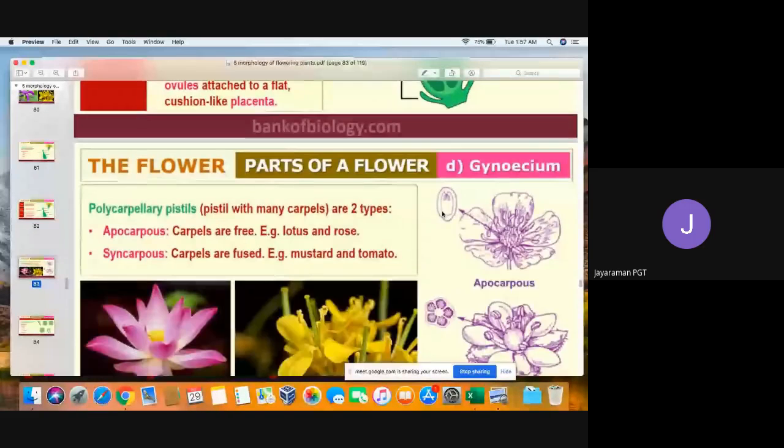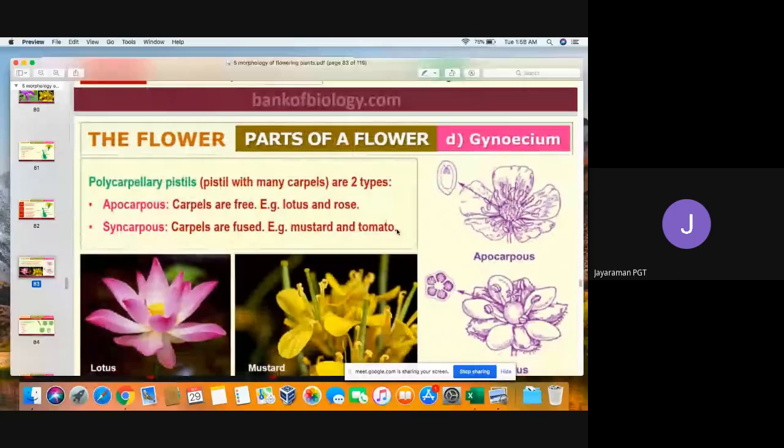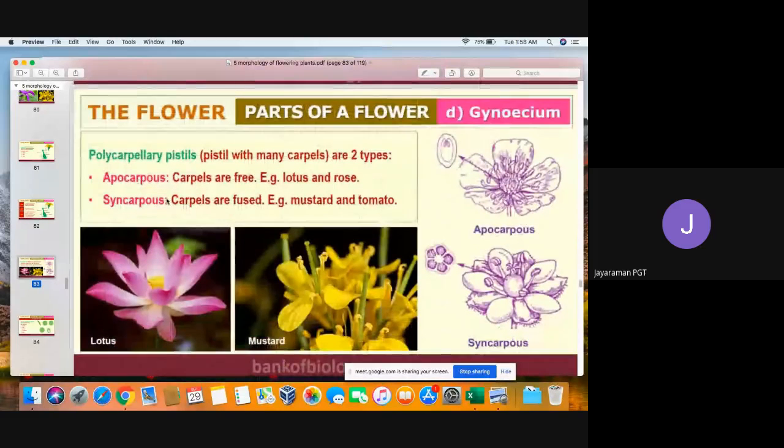So now coming to the gynoecium, some other information: apocarpous and syncarpous. Apocarpous means carpels are free. When carpels are free, it's called apocarpous. Example: lotus and the rose. Some places it's very rare actually. You can find in the lotus and the rose, the carpels are free, and each carpel has one style and stigma separately, so it is known as apocarpous.